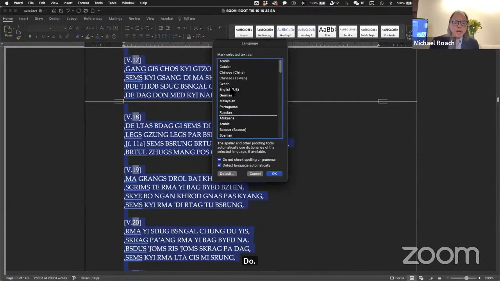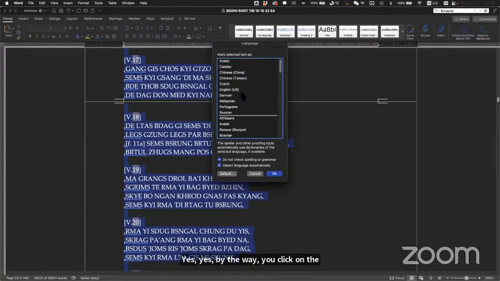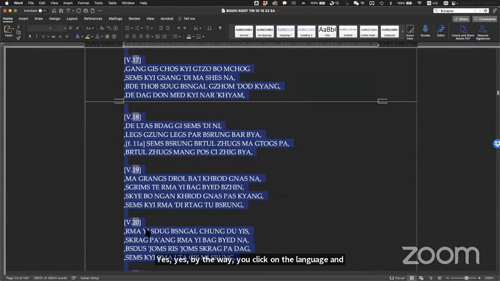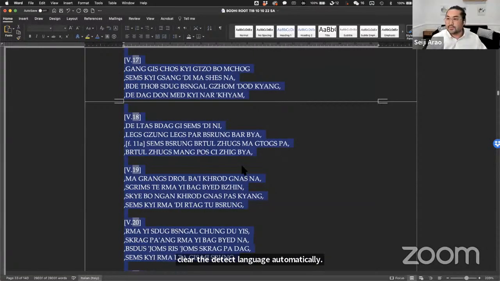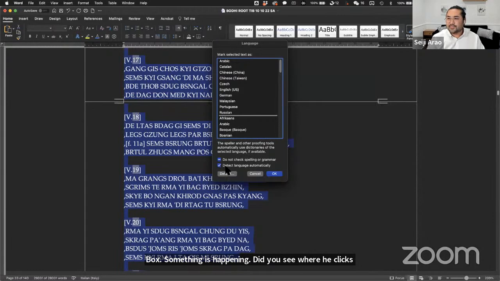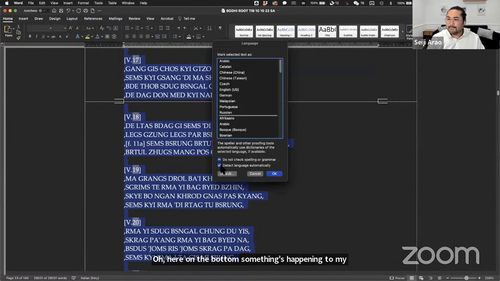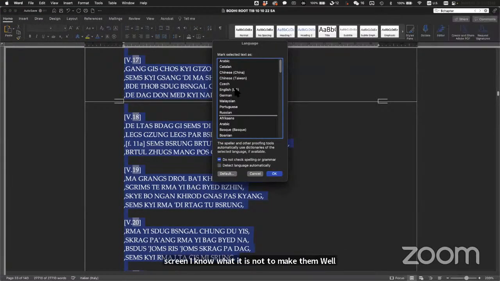How do you do that, by the way? You click on the language at the bottom. Go back and clear the detect language automatically box. Did you see where he clicked, Ken? Oh, here on the bottom. Something's happening to my screen, to my computer.